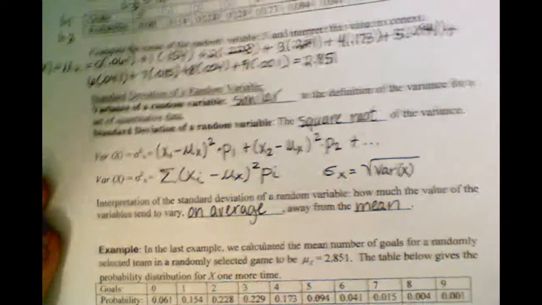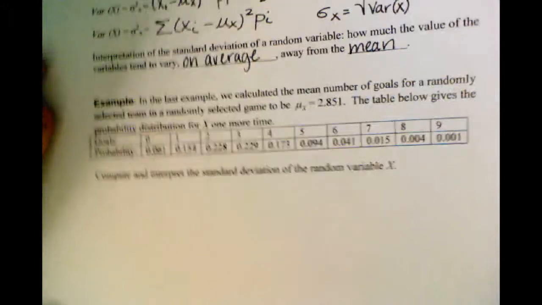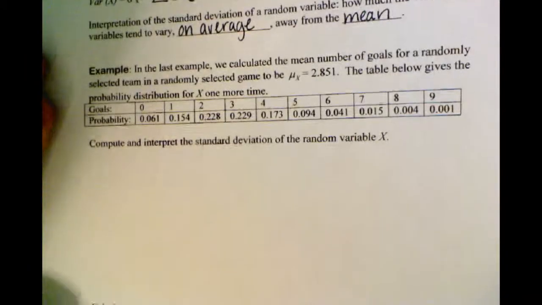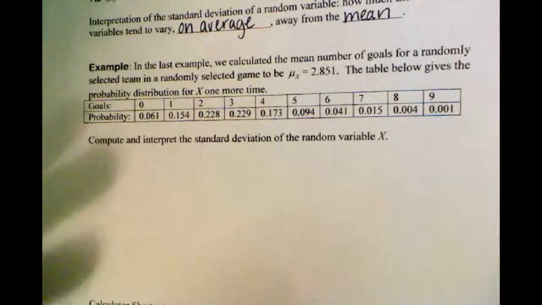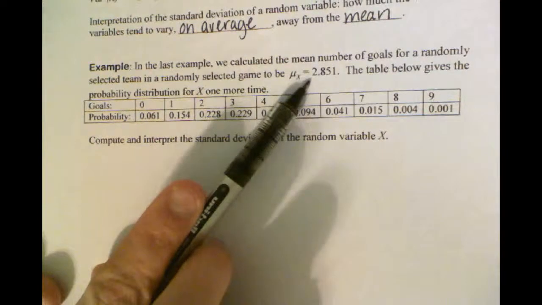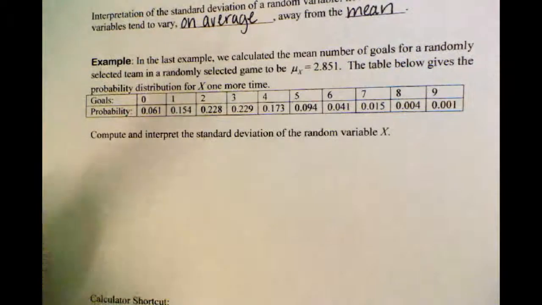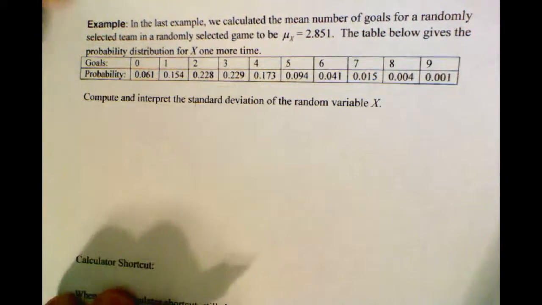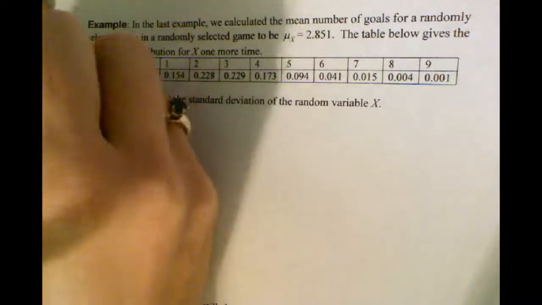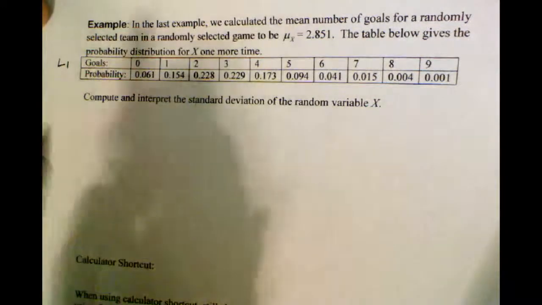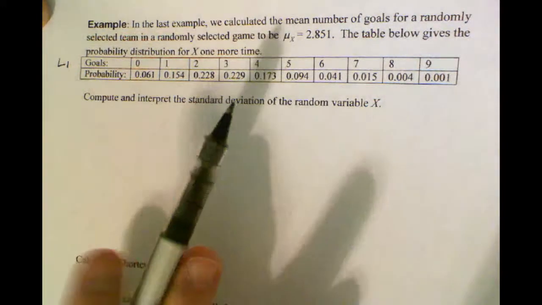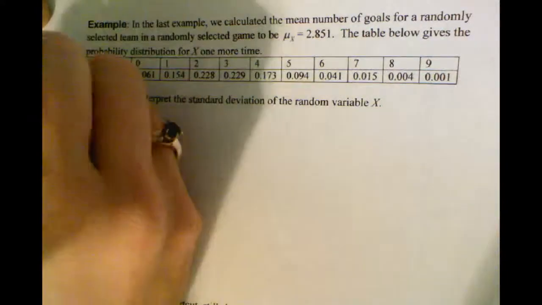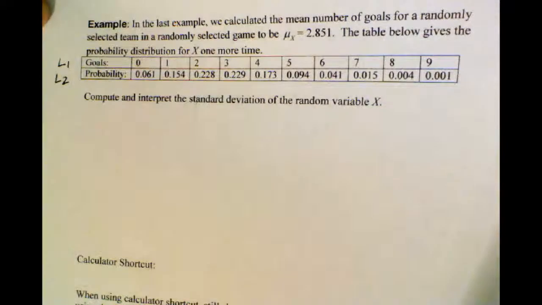Okay, finally we will calculate the standard deviation of this same data set. Remember, we found the mean to be 2.851. To compute the standard deviation of a probability distribution, you probably want to use your calculator for help. So if you haven't done so already, I plug in list 1, all your goals, your x's, and list 2 for your probabilities.